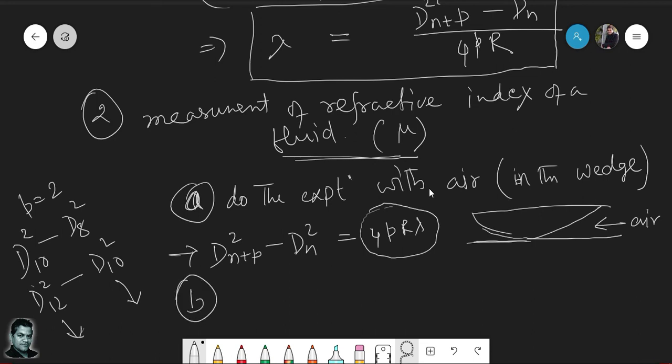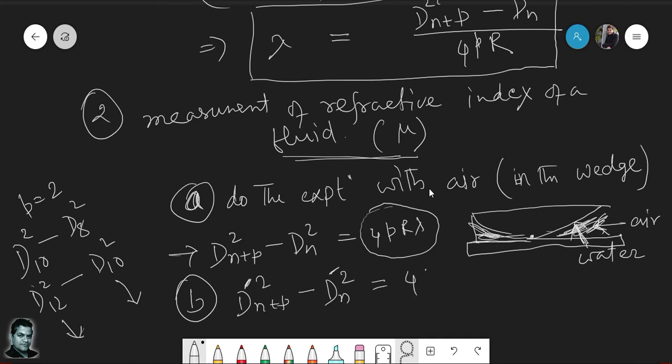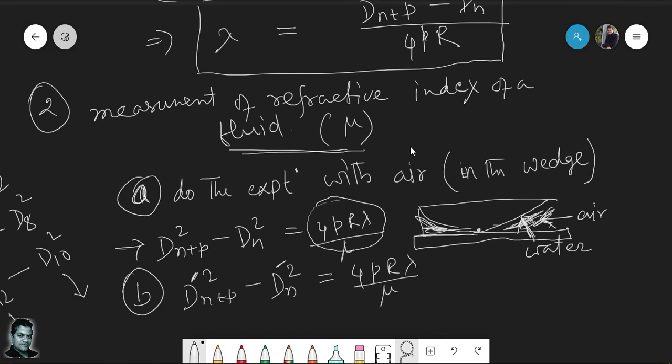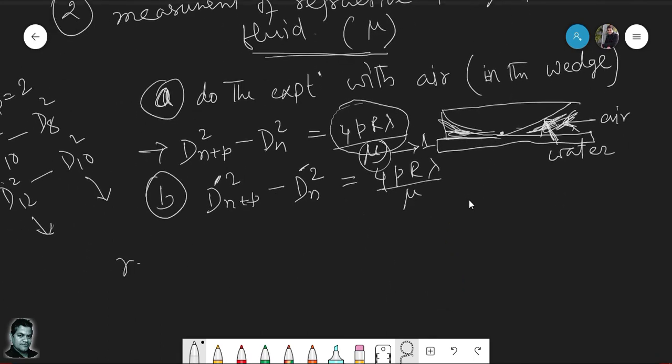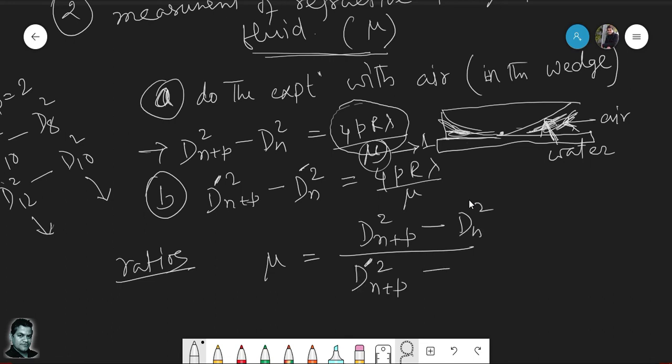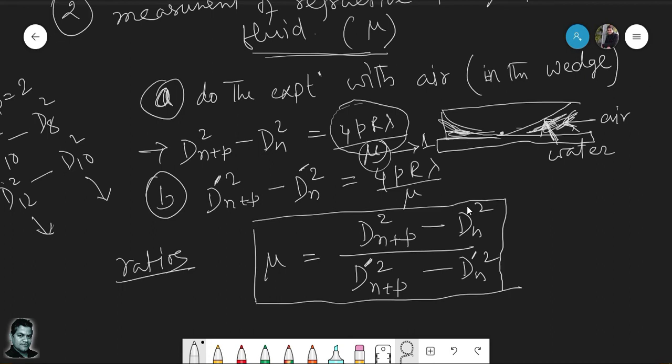So you do a few measurements and keep a note of that. That measurement would be equal to 4pRλ. Then you replace this air with a liquid. Let's say you want to find the refractive index of water. You put a droplet of water on the lower surface, and then place the plano-convex lens on the water. So now the wedge is filled with water, and again you measure these diameters with the water itself. These diameters are now a little changed, of course, and that would be 4pRλ divided by μ. Here we neglected μ before because for air μ is equal to 1. Now if you take the ratio of these two, you get μ equal to (D_{n+p} squared minus D_n squared) divided by (D′_{n+p} squared minus D′_n squared). This is the expression you use for measuring the refractive index.